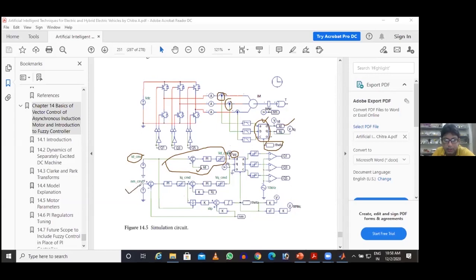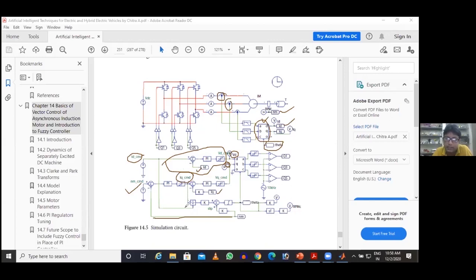So this is your RPM reference, which is getting feedback from the encoder. You see, the encoder is connected here. It is getting compared, and it is generating the torque component, the torque reference, which is again compared with IQ and producing the stator quadrature axis voltage. Now the theta estimation.